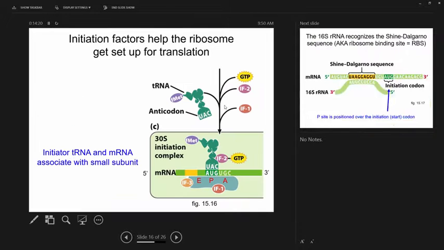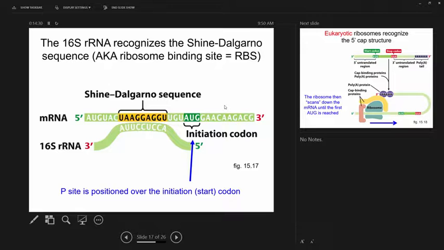So the way this gets set up exactly is that within this small subunit, in addition to the proteins that are there, is the 16S ribosomal RNA. So this interacts directly with that sequence. That's different than how eukaryotes do it, because in eukaryotes they don't have ribosome binding sites.